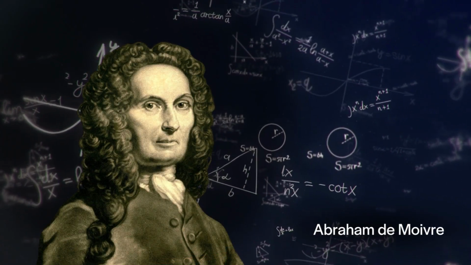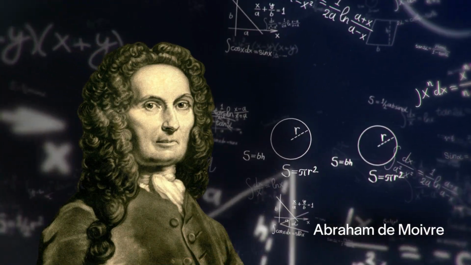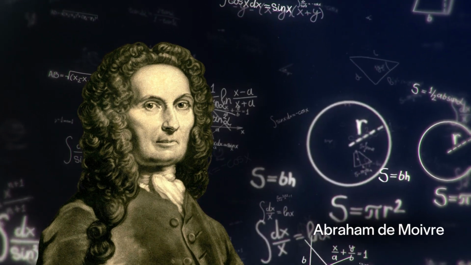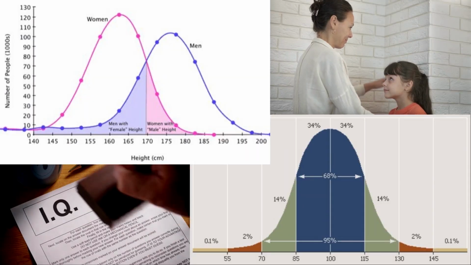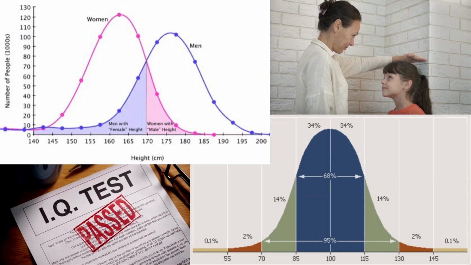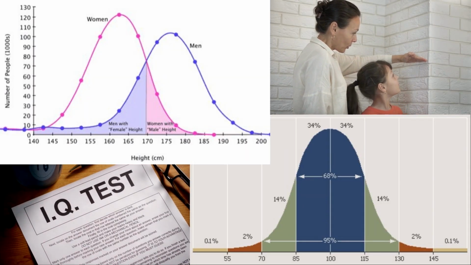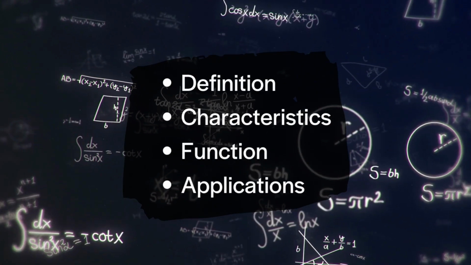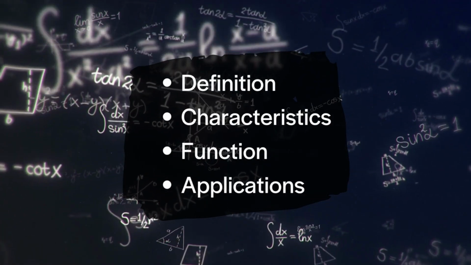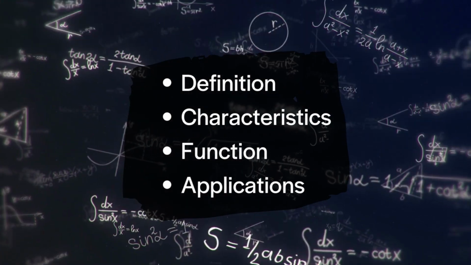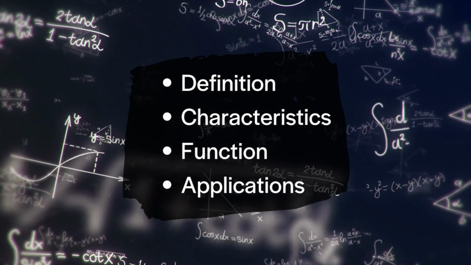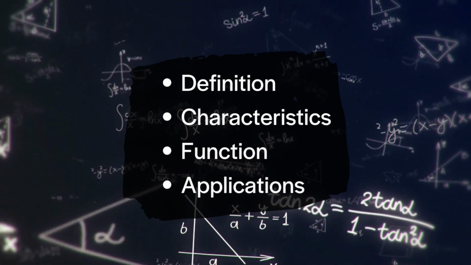In a 1733 paper of a French mathematician, Abraham de Moivre, the bell curve was first introduced to tackle a problem about gambling. Since then, the bell curve has been applied widely, from height to IQ score. In this video, I'm going to walk you through both statistical and mathematical aspects of the bell curve, from the definition and characteristic to its function and application.